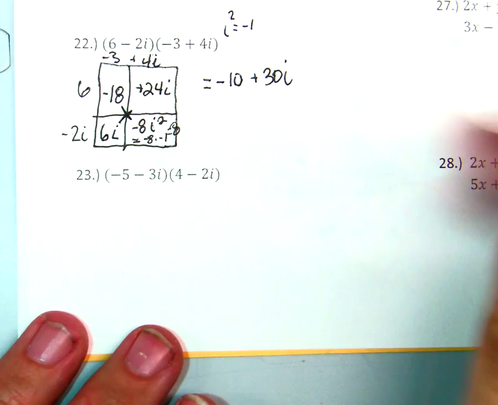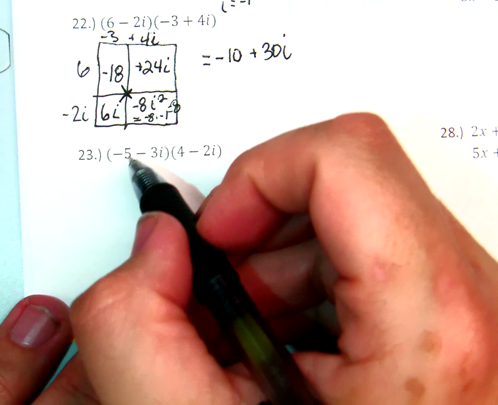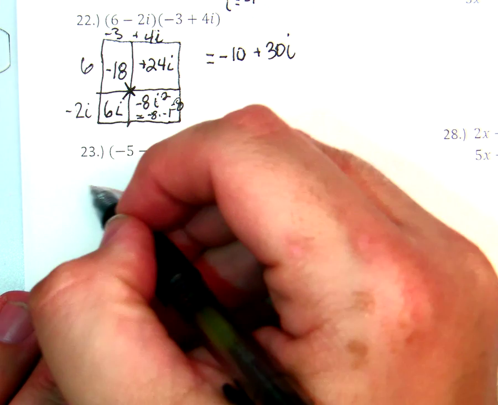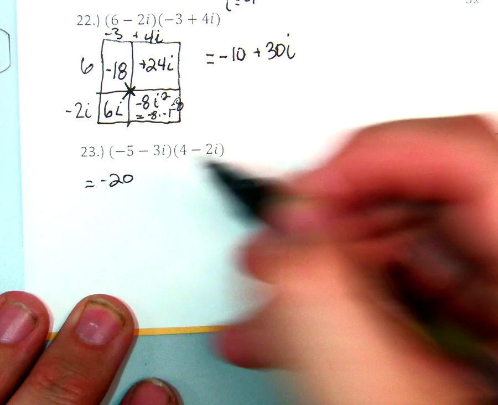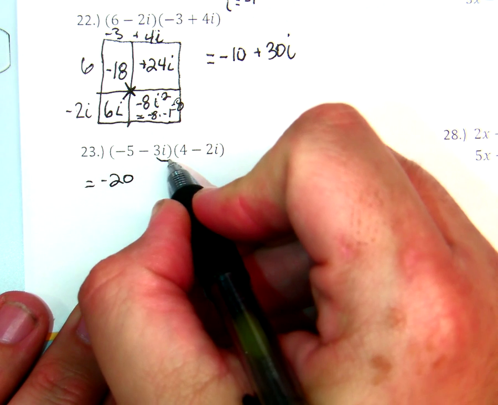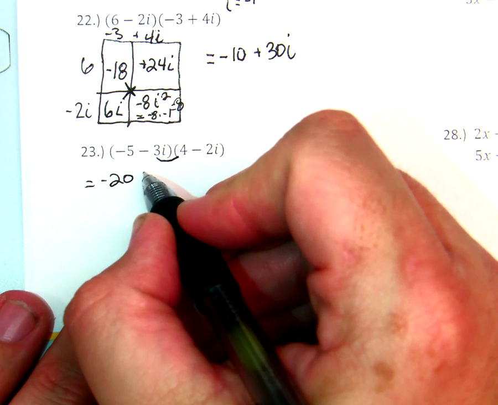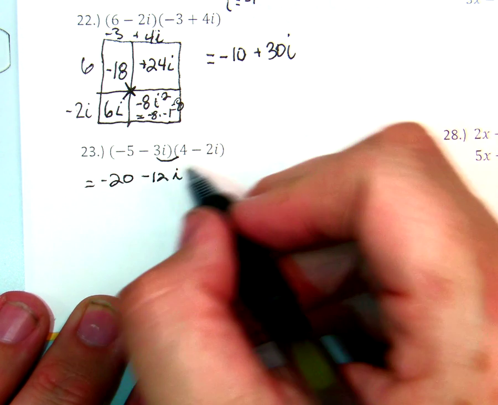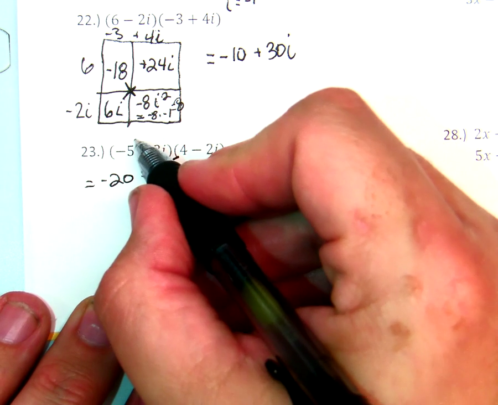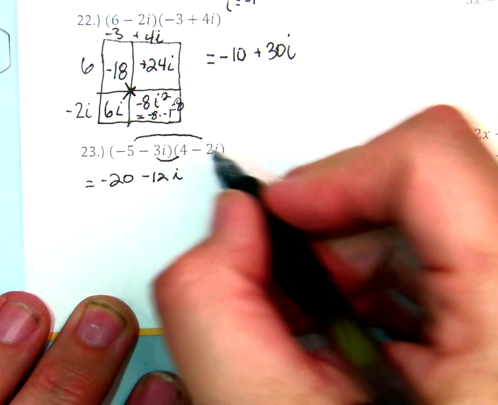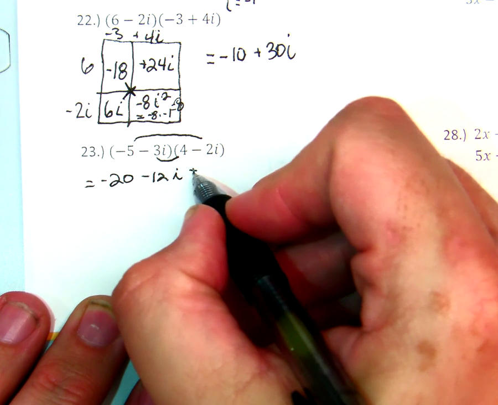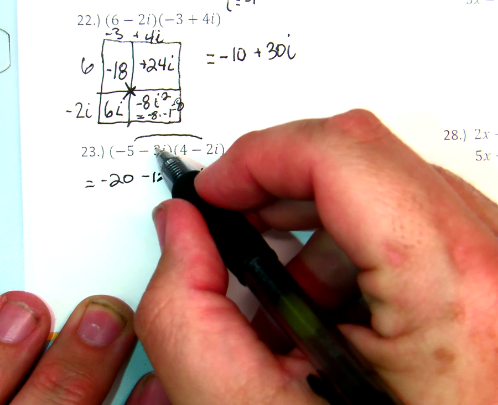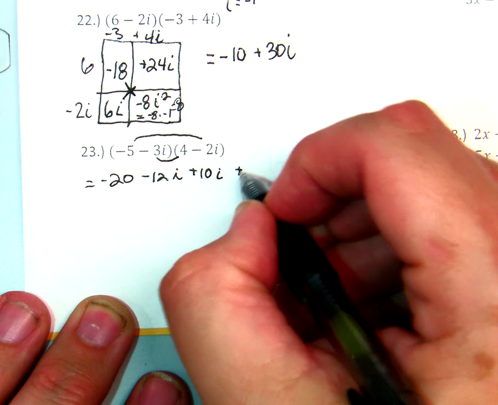This one, if you work the FOIL method, first terms, negative 5 times 4 is negative 20. And then I always do the middle terms. That's the next one. It's negative 12i. Do the outer terms. That's positive 10i. And then the last terms, that's positive 6i squared.